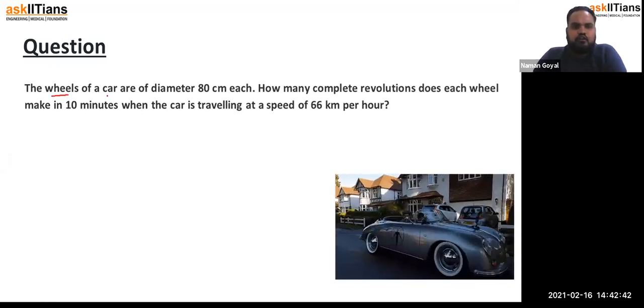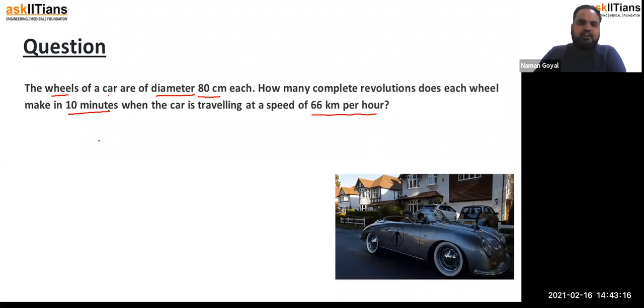The wheels of a car are of diameter 80 centimeter each. How many complete revolutions does each wheel make in 10 minutes when the car is traveling at a speed of 66 kilometer per hour? So the question is asking, in 10 minutes, how many revolutions does it make? So first of all, we have to find out how much distance that wheel covered in 10 minutes.